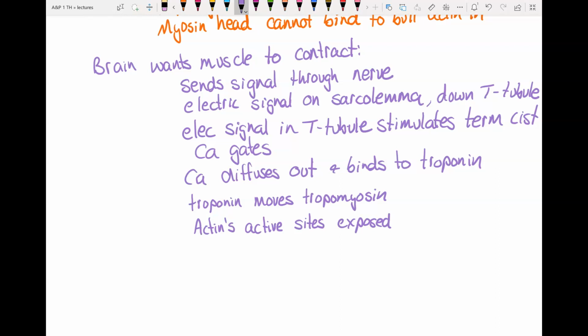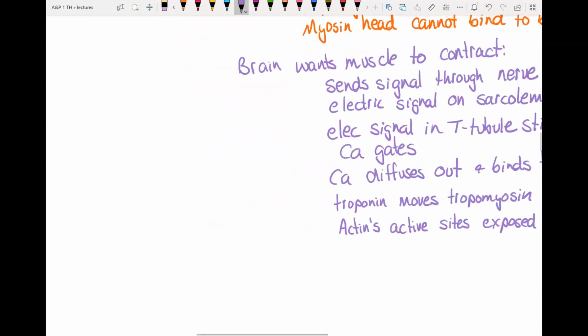Then when your brain sends a nerve signal, the nerve signal goes down the T tubules. It makes the terminal cisternae open their calcium gates. The calcium diffuses out. Calcium binds to troponin. The troponin moves the tropomyosin. So basically, the calcium is a signal saying, hey, drop the leash. And once you drop the leash, now the myosin is free to bind to the actin, pull it in, and the muscle's going to contract.